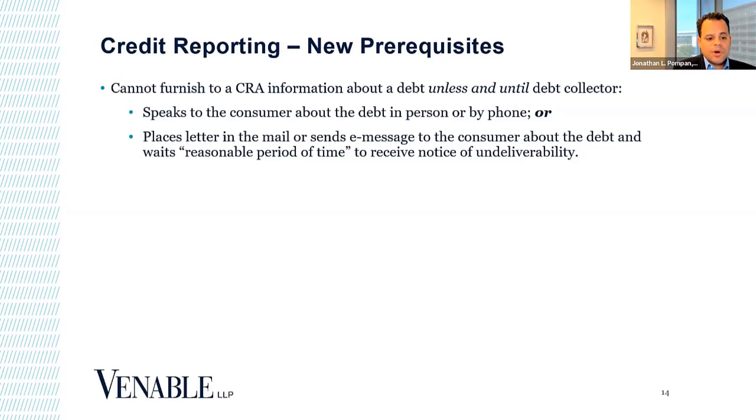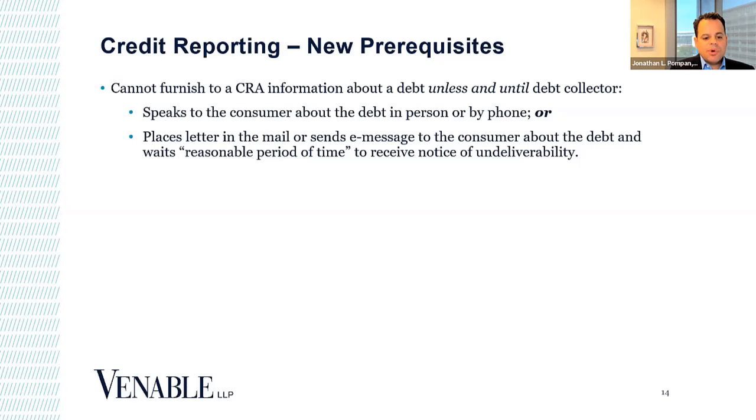Speak with the consumer in person about the debt, speak with the consumer by telephone about the debt, mail the consumer a letter about the debt and wait a reasonable period of time to receive a notice of undeliverability before making the reporting, or send the consumer a message about the debt by electronic communication and wait a reasonable period of time to receive a notice of undeliverability. Now, the undeliverability notice doesn't mean that you have to have a confirmed receipt of communication, but you do need to wait a reasonable time.